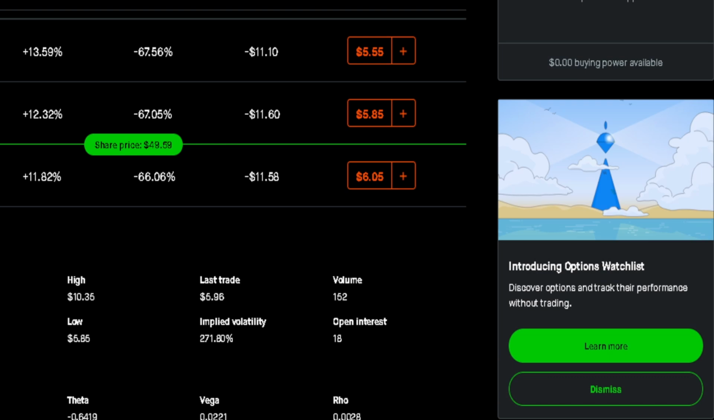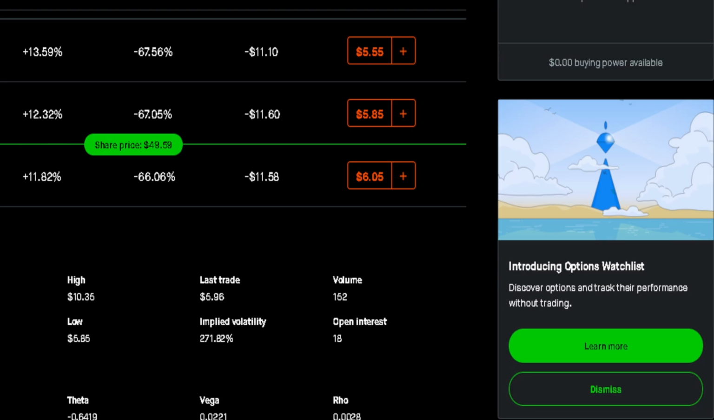So you can see here the option at the money for HIMS is $6.05 premium, but contracts on options are 100 shares. So you multiply the 6.05 by 100, you get $605. So that's how much you would have to pay to buy this call.